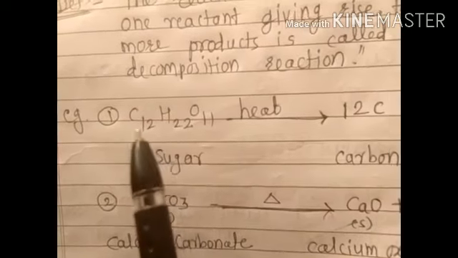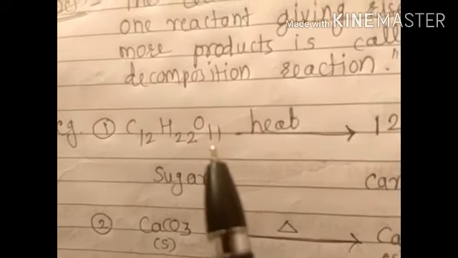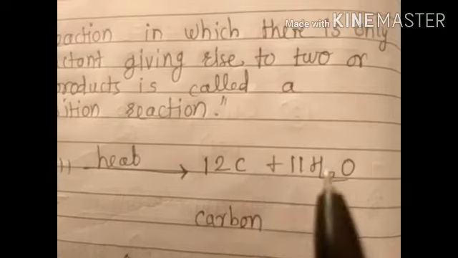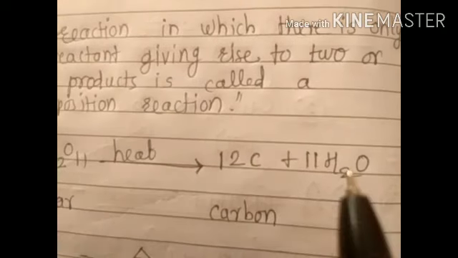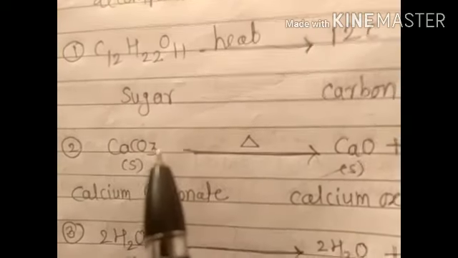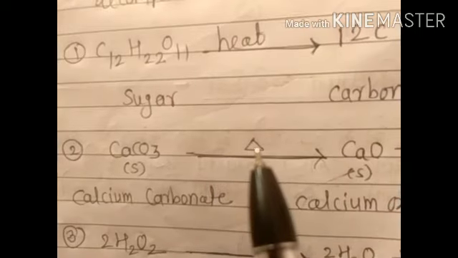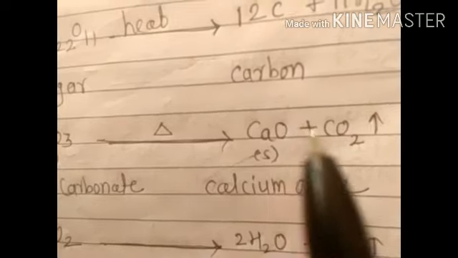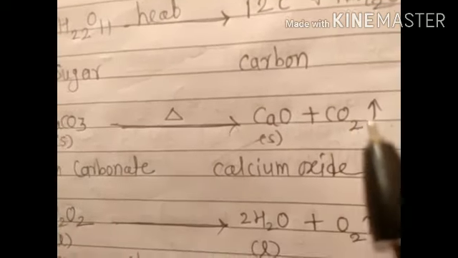For example, sugar molecule is here and the chemical formula is C12H22O11. If heat is given to sugar molecule, it decomposes and we get two products, carbon and water. Second example of decomposition reaction is when calcium carbonate is decomposed by giving heat, then we get two products. First is calcium oxide and second is carbon dioxide.